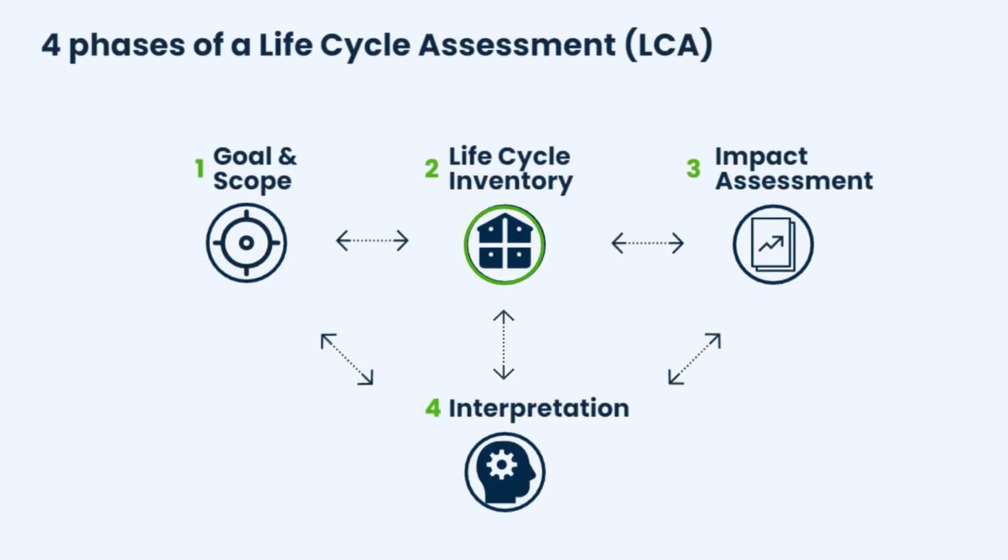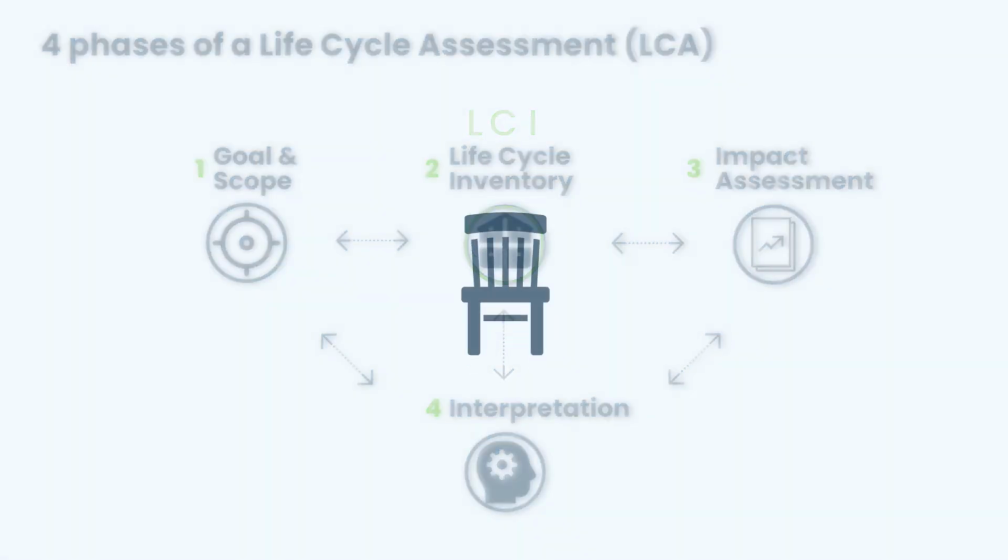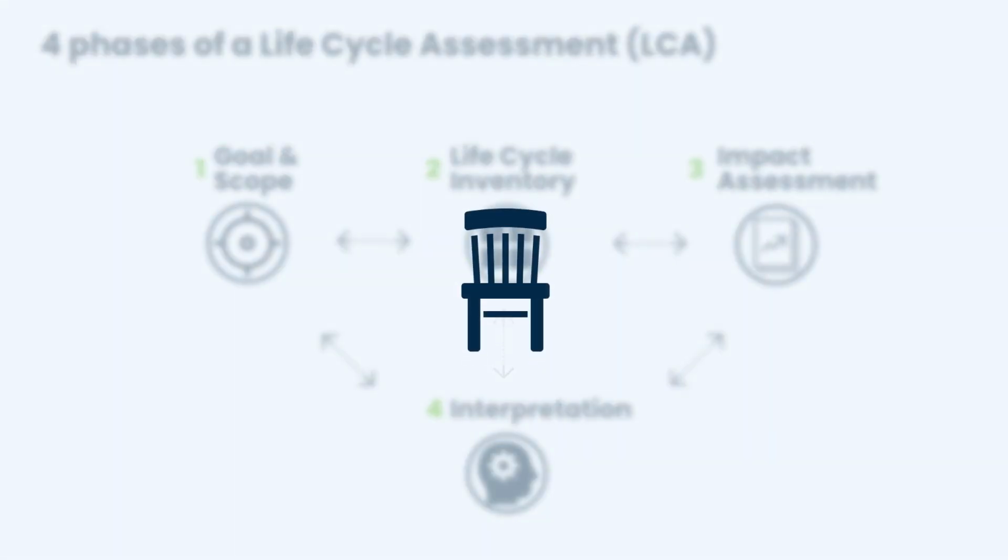The life cycle inventory phase, also called LCI, is the second phase of LCA, and it's probably the most time-consuming phase of the study. Let's say you're doing an LCA of a chair. In the goal and scope phase, you've defined the system of this chair. You decided to assess cradle to gate and identified all the inputs and outputs to include.